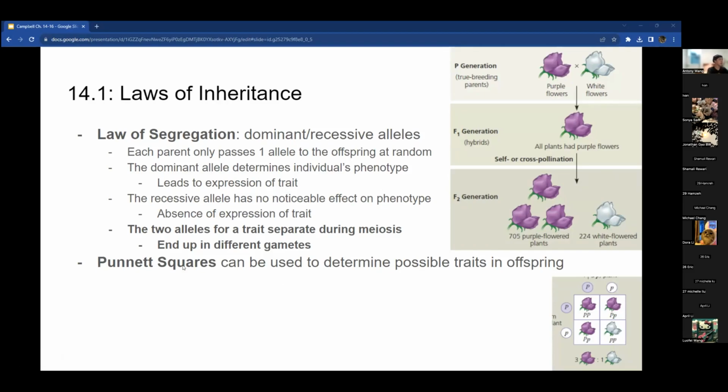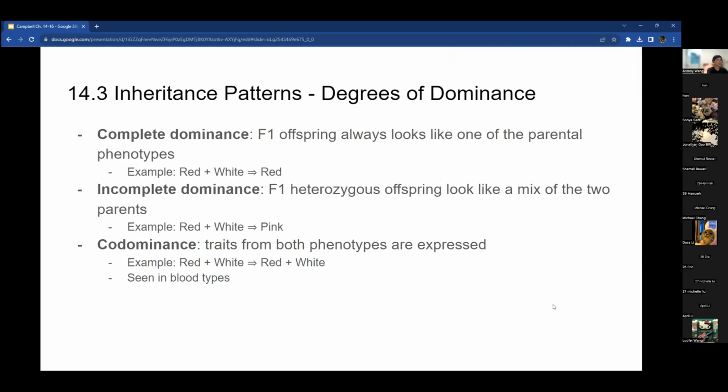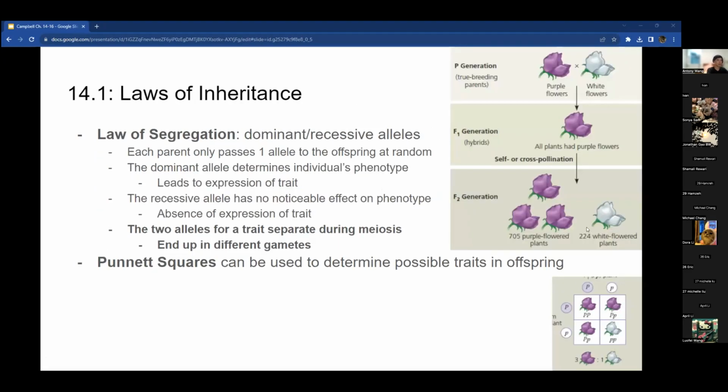Punnett squares are essential for Mendelian genetics and the use of it in general. It's probably extremely helpful for the opens. It's this square thing in the corner where you can use the genotypes of the parents to find out the phenotypes and genotypes of the offspring.